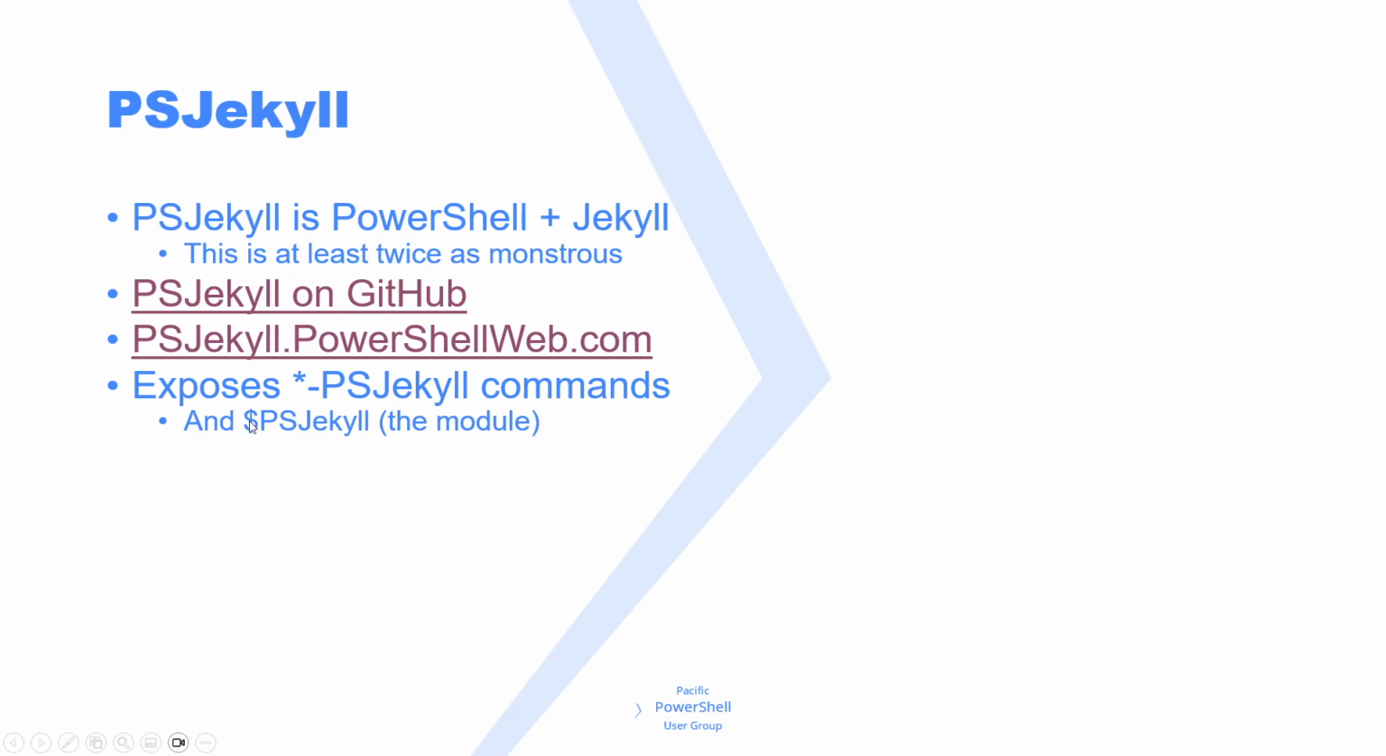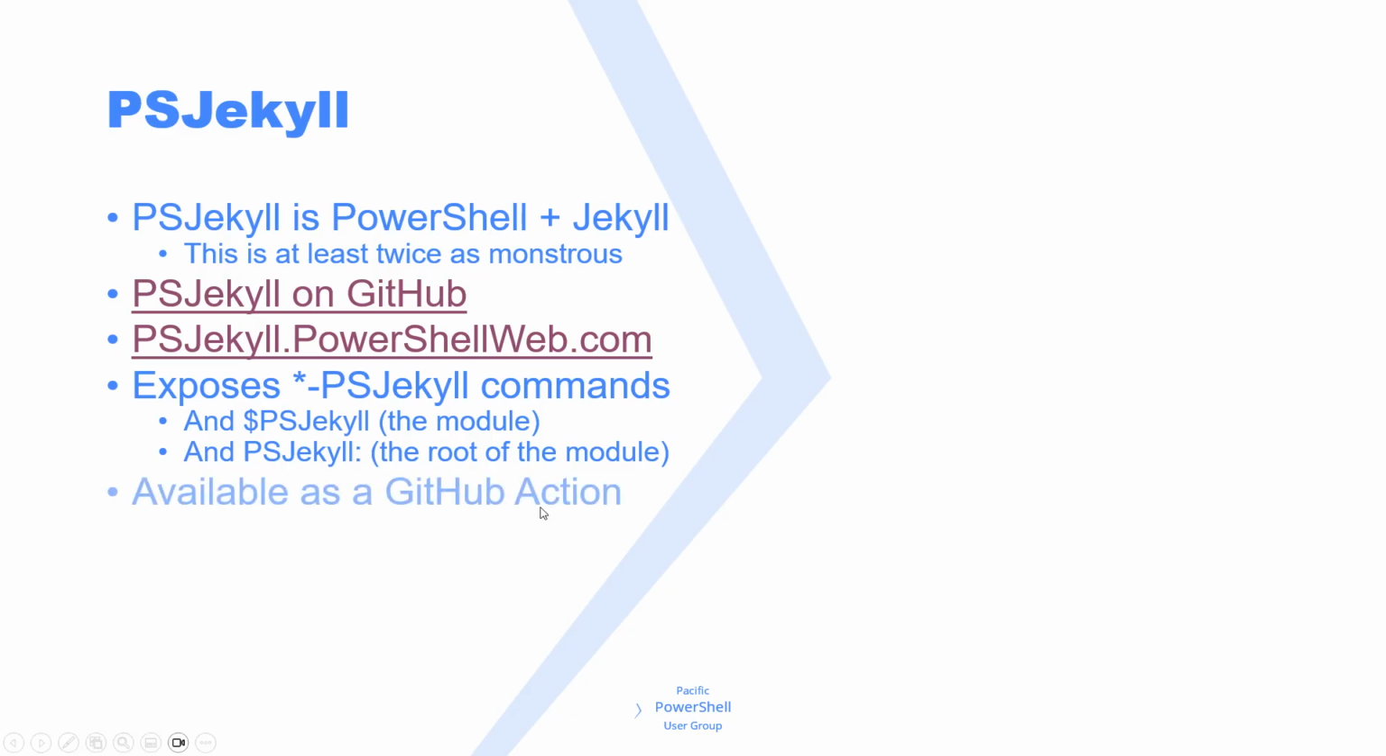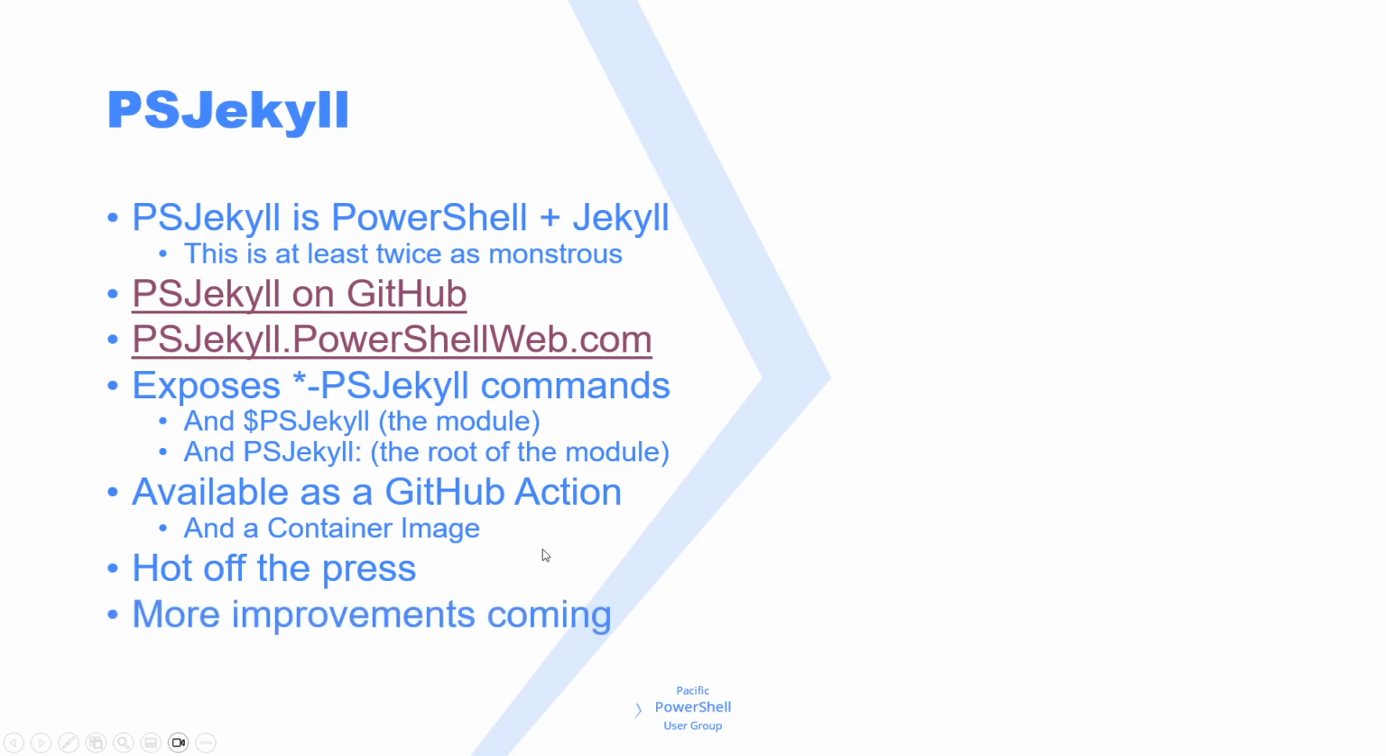It also is exposed as $PSJekyll. You might have noticed from some of the demos we already went over. And PSJekyll: is the module and the root of the module. This is a PowerShell drive. And fun quick side note here, I found this is a wonderful way to shorten up your path for screencasting and avoid leaking any information. We already covered you can use it as a GitHub action and a container image. It is, again, very hot off the press. It's still cooling down, and it will have more improvements coming.